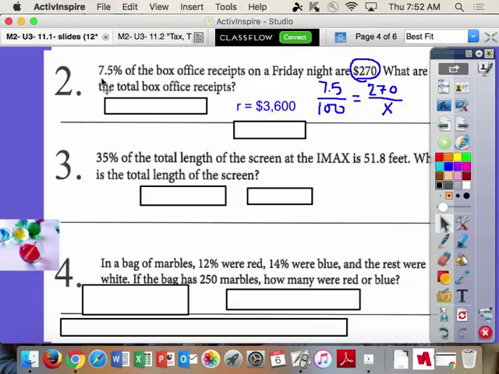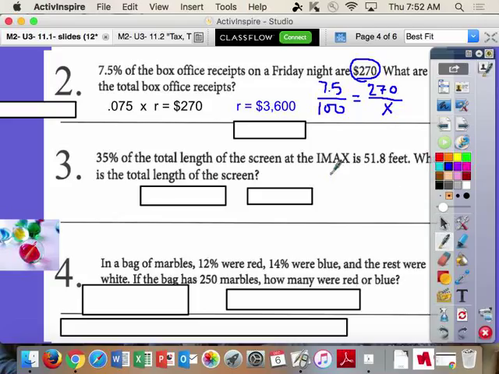$3,600. Again, 7.5% times the receipts is equal to that. If I divide on both sides by 7.5%, I would still get the same answer, okay?